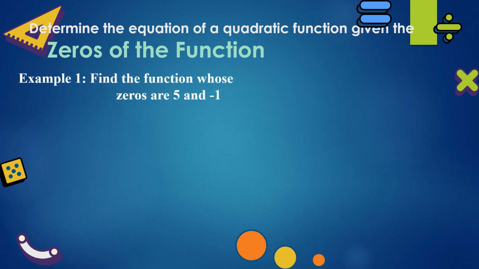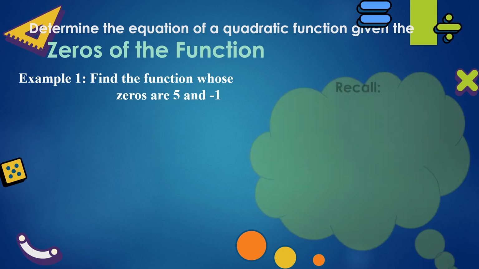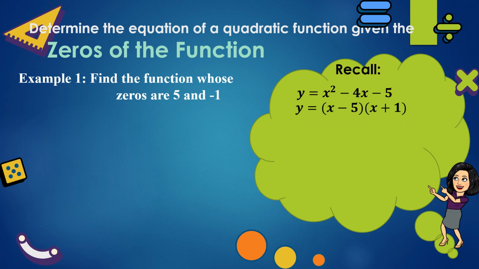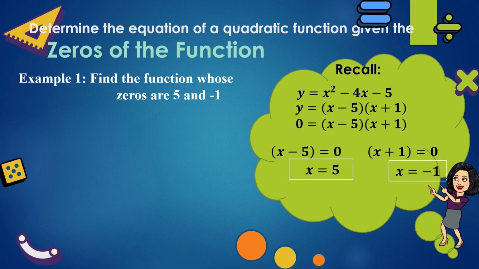Example number 1. Find a function whose zeros are 5 and -1. If you remember in the previous lesson, we solved the zeros of the function by letting y equal to 0, equating each factor to 0, then solve for x. This time, we will do the reverse operation. Given the zeros of the function, we will find the equation.